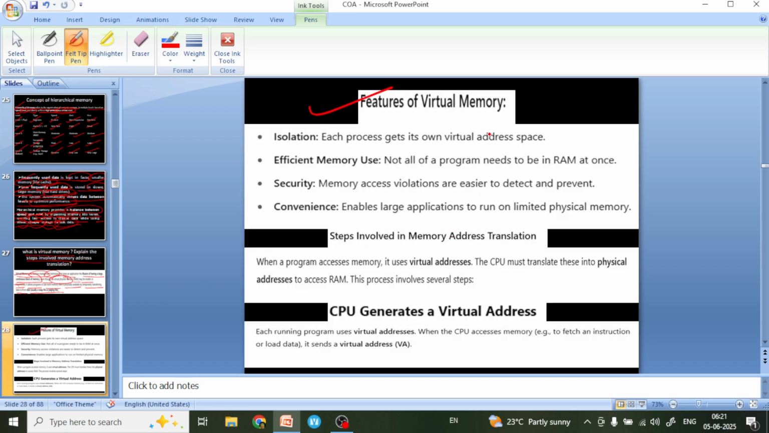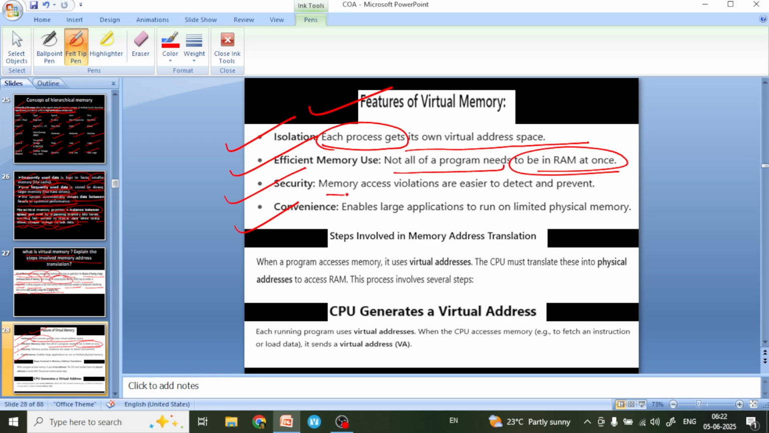What are the features of virtual memory? It's isolation, efficient memory use, security, and convenience. Isolation means each process gets its own virtual address space. Efficient memory use means not all of a program needs to be in RAM at once. Security means memory access violations are easier to detect and prevent. Convenience means it enables large applications to run on limited physical memory.